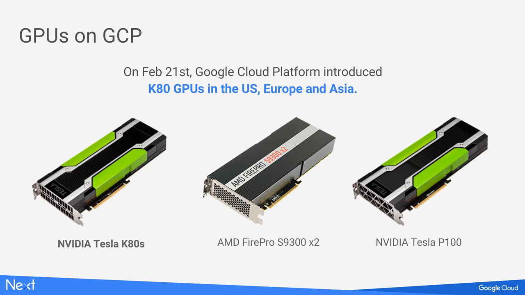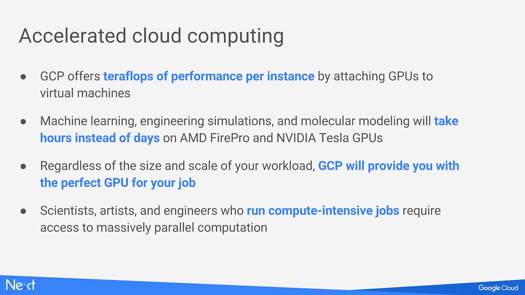So as you know, we have K80s available today in beta. We've announced and will soon deliver S9300s from AMD and NVIDIA Tesla P100s. A lot of enthusiasm for the P100s coming out. And right now they're available in the US, Europe, and Asia. And this, as I mentioned before, offers teraflops of performance per instance, and especially for machine learning, engineering simulations, and molecular modeling.